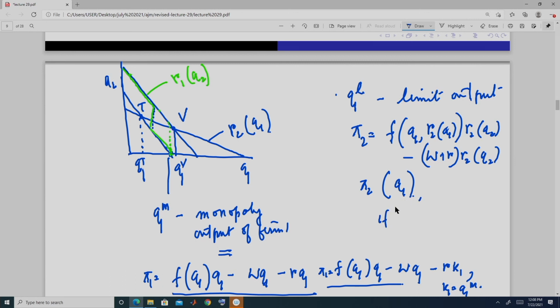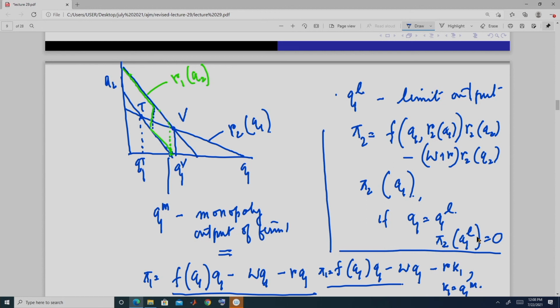Now, if this Q1 is equal to the output Q1L, the limit output, then it is this. So, that is why this is called the limit output of farm 1. If farm 1 produces this output, the profit of farm 2 is going to be 0. We have to incorporate the entry cost also, and the entry cost is F here. Okay.